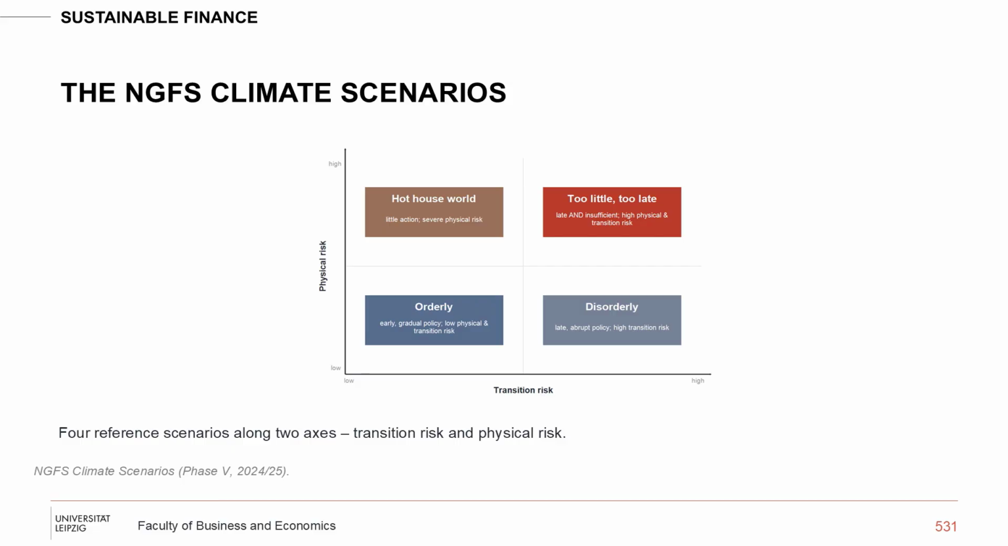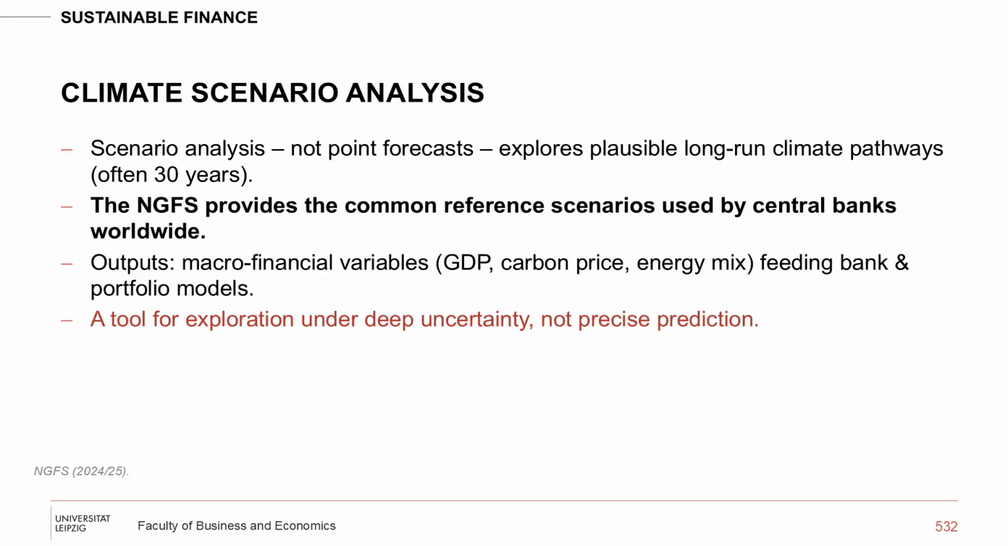Let me stress a crucial methodological point because it's where people misunderstand this work. Climate scenario analysis is not forecasting. It does not try to predict what will happen. Instead, it explores a range of plausible long-run pathways, often looking 30 years ahead, far beyond any normal financial forecast. The NGFS provides those common reference scenarios, which central banks around the world then plug into their own models. The outputs are macro financial variables, how GDP, the carbon price, and the energy mix might evolve under each scenario. And these then feed into banks' and portfolios' own risk models to see how they'd fare.